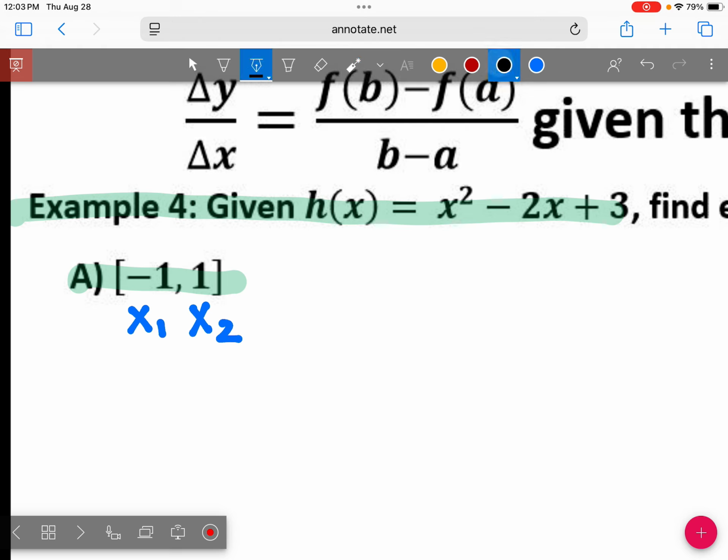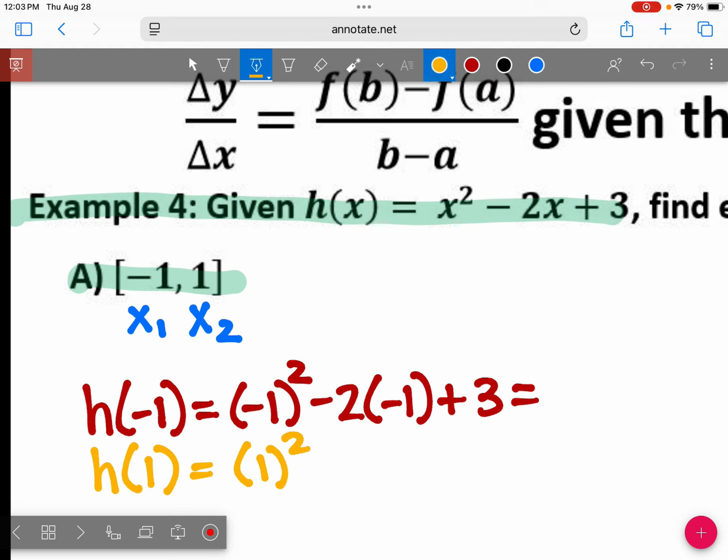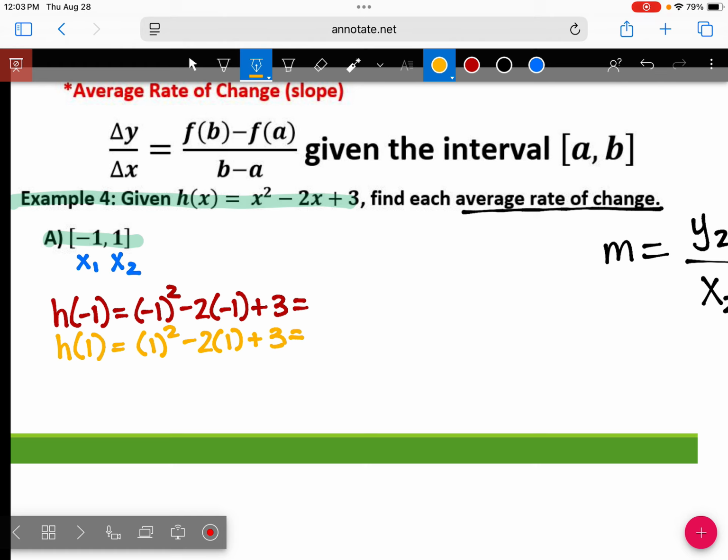Substitute it. So what I want you to do first is find h of -1. And then you're also going to find h of +1. So h of -1 would be -1 squared minus 2 times -1 plus 3. And then h of +1 would be +1 squared minus 2 times 1 plus 3. All right, so let me zoom back out. Go ahead and find both of those numbers.